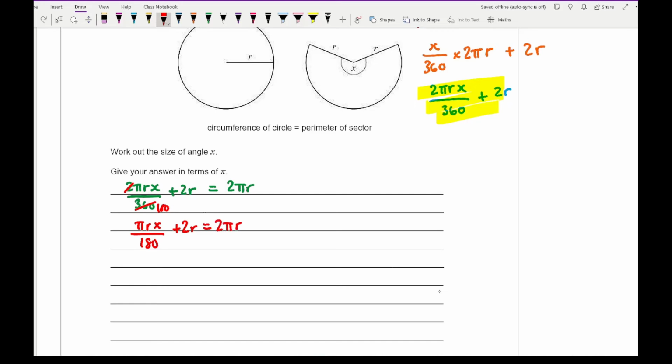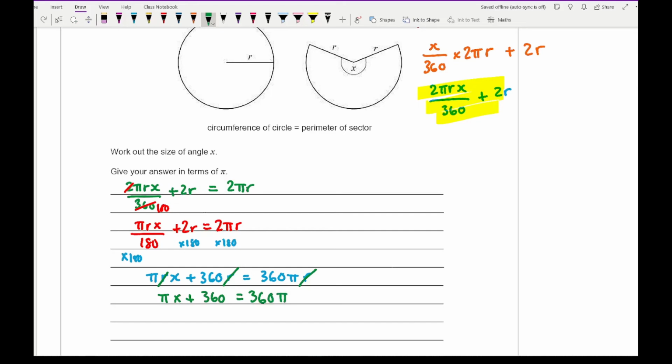Now, let's focus on getting rid of this 180. If I multiply everything by 180, this by 180, that by 180, and this by 180, then what I'm left with is pi rx plus 360r equals 360 pi r. Each of the terms has r, so I can cancel them out. So what I'm left with is pi x plus 360 equals 360 pi.